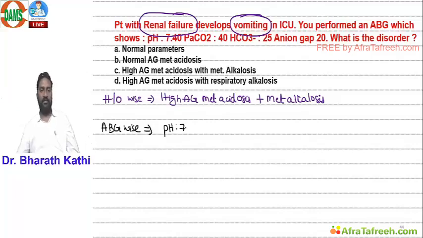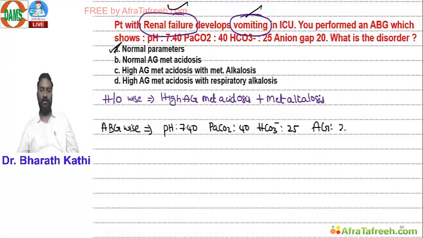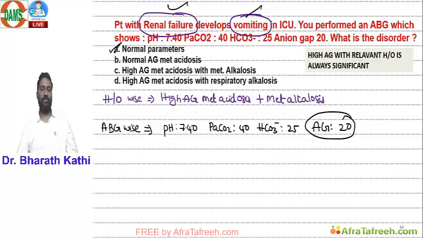pH 7.40, PaCO2 40, bicarbonate 25. If you don't have the history, if you just see these parameters, you will be forced to write it as normal parameters. But there is significant history and anion gap has increased. Normal anion gap is 10, it has increased to 20. As I told you previously, anion gap is not incidental. It generally indicates some pathology.